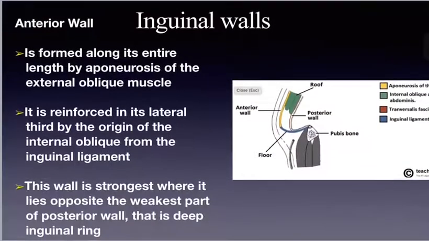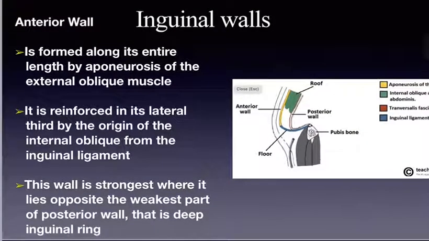Now let's talk about the inguinal walls. First of all, we'll discuss the anterior wall. It is formed along its entire length by the aponeurosis of the external oblique muscle. It is reinforced in its lateral third by the origin of the internal oblique from the inguinal ligament. This wall is the strongest where it lies opposite to the weakest part of the posterior wall, that is, the deep inguinal ring.